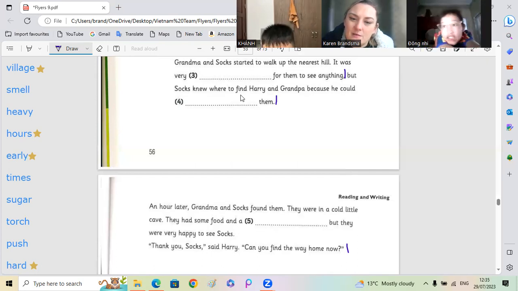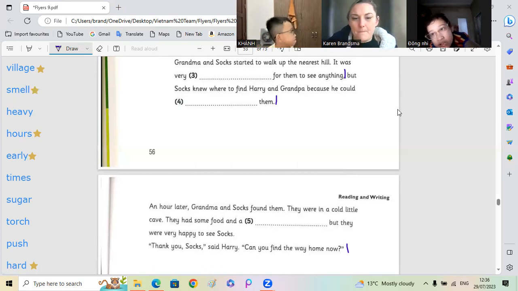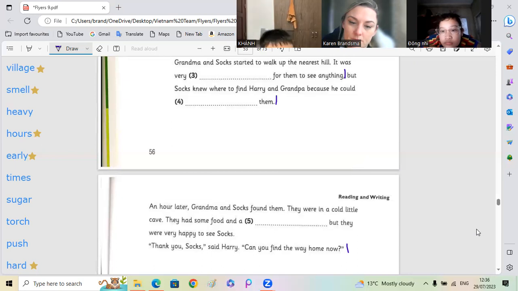Later, Grandma and Socks found them. They were in a cold little cave and had some food and a torch. But they were very happy to see Socks. Thank you, Socks, for saving Harry. You can find the way home now.